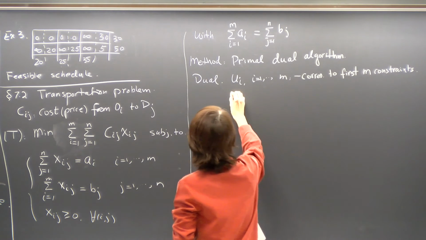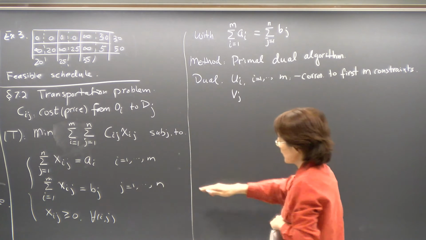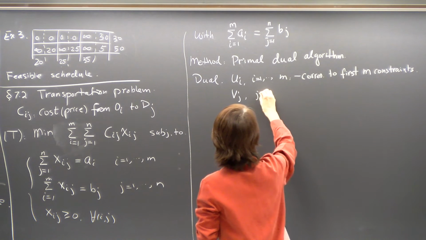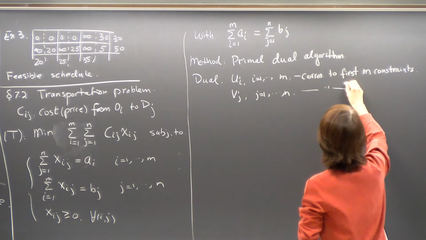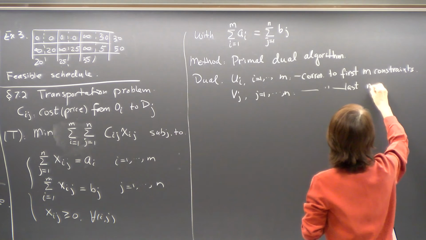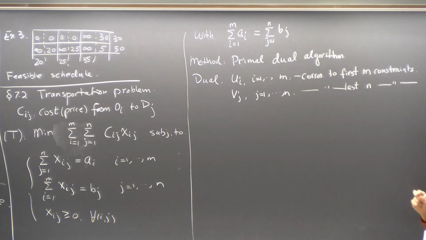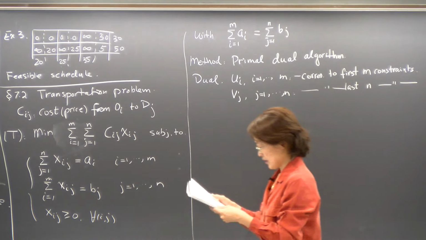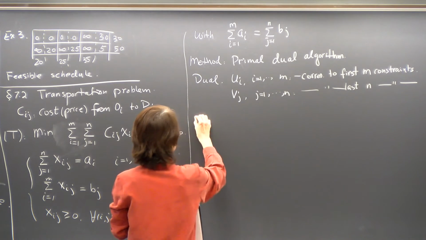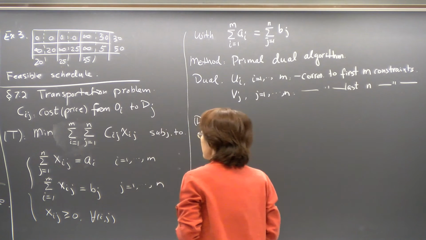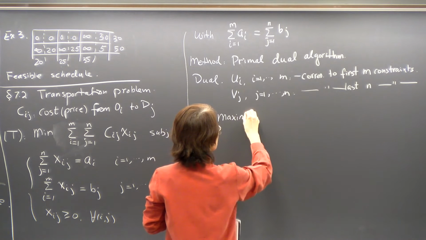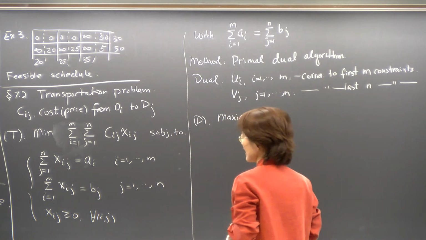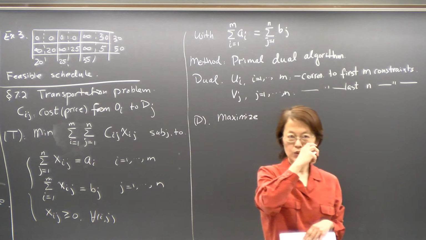Then I introduce another set of variables for the lower part, vj, j from 1 to n, which will correspond to the last n constraints. Is it clear what that is? We're all familiar with setting up the dual, so let's set up the dual problem. The minimization problem is changed into maximizing. Do we remember forming up the dual?